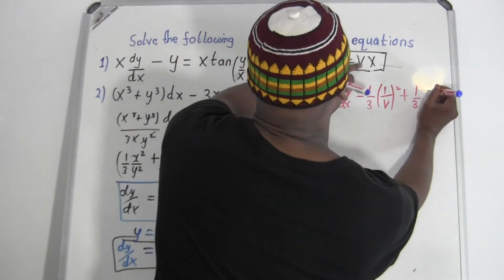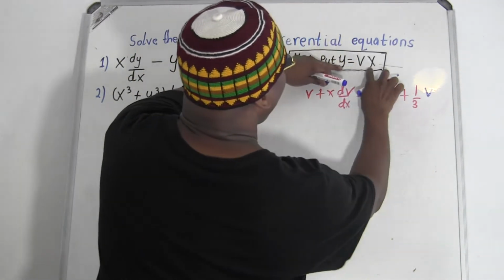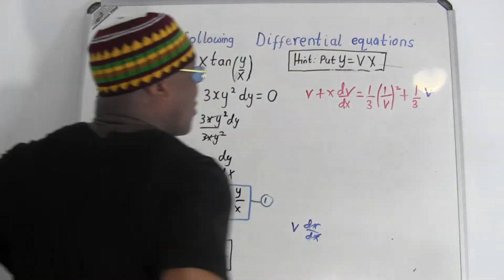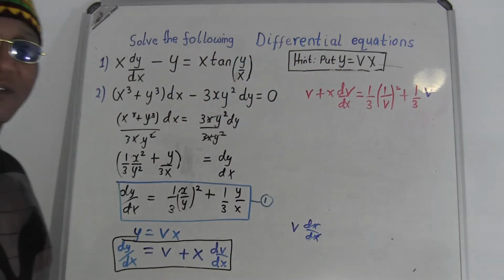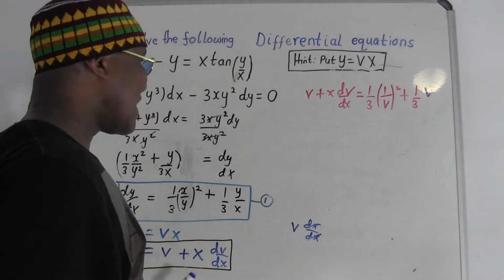What is y over x? y over x is equal to v. Divided by x equal to v. Look here, you can just flip. Okay, equal to v. So what I'm going to do here, I'll try to separate the variable. How I'm going to separate the variable is very easy.